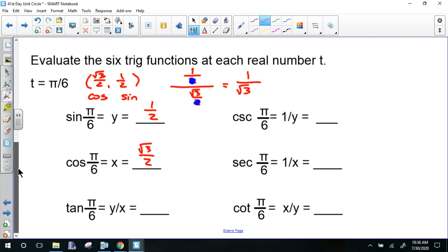But I can't leave root 3 in the denominator, so I have to multiply by the conjugate, which is the square root of 3 over the square root of 3. 1 times square root of 3 is square root of 3. Square root of 3 times square root of 3 is the square root of 9, which is 3. So my tangent for pi over 6 is square root of 3 over 3.